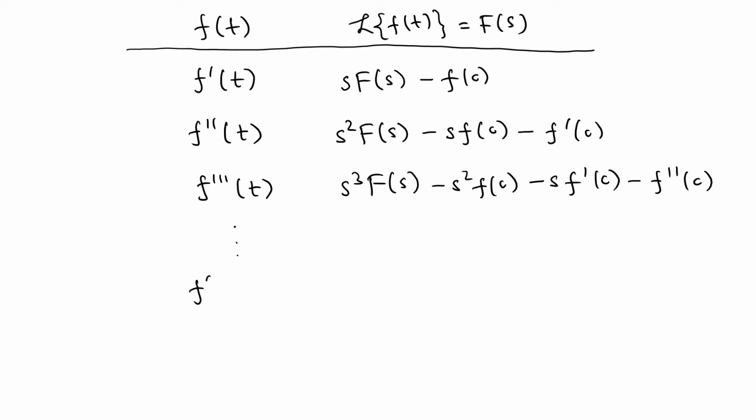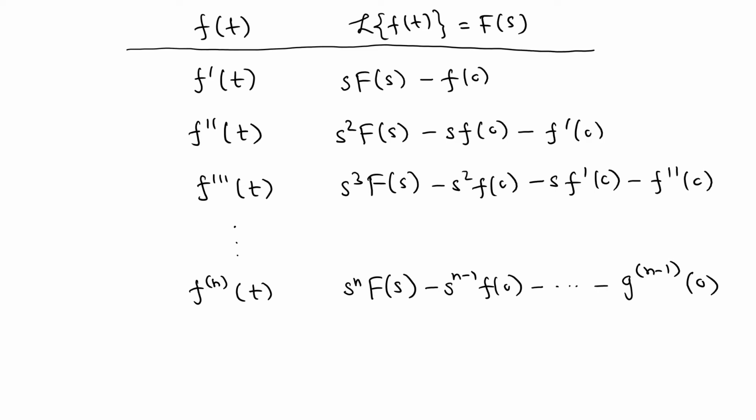So f^(n) has to be, as you can see, s to the n power F(s). Everything else is negative, so it is s^(n-1) f(0), and then keep doing all negative. At the end you're going to get the n minus first derivative evaluated at 0. So this is the Laplace transform of the derivative. Those are the formulas, and you can see it's not very difficult to remember.